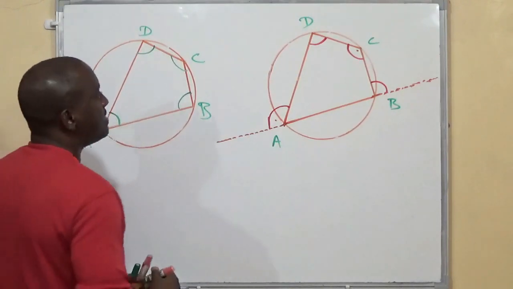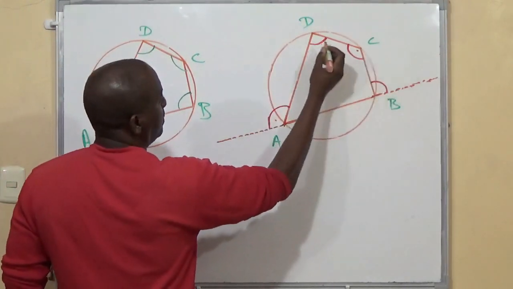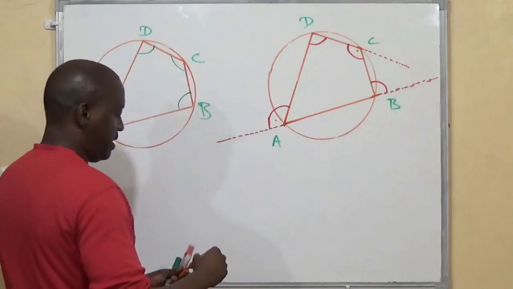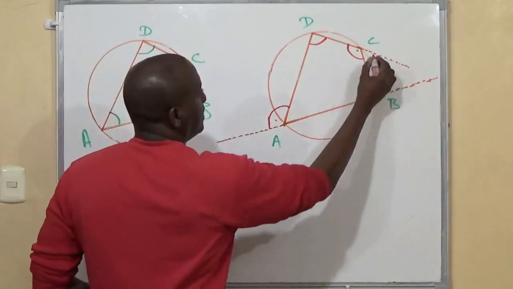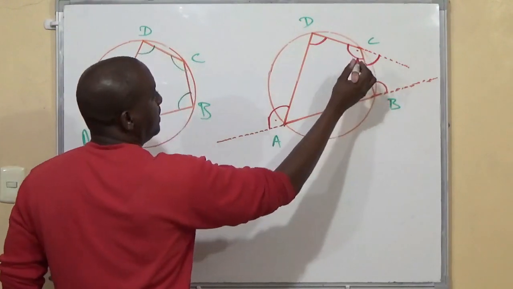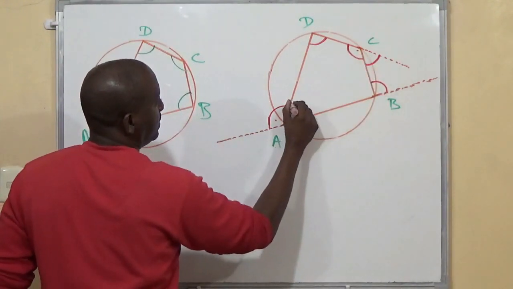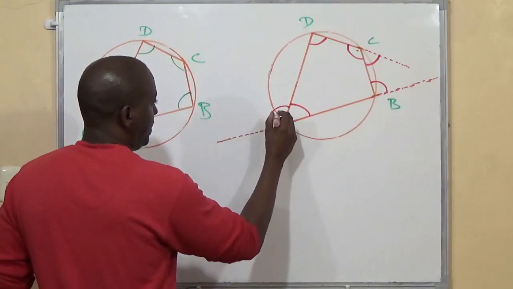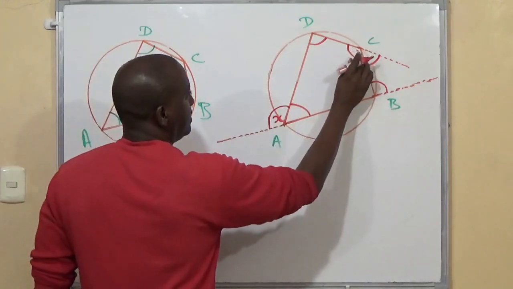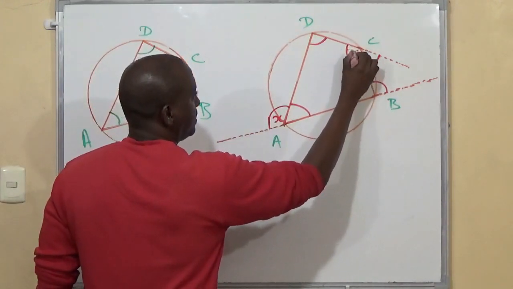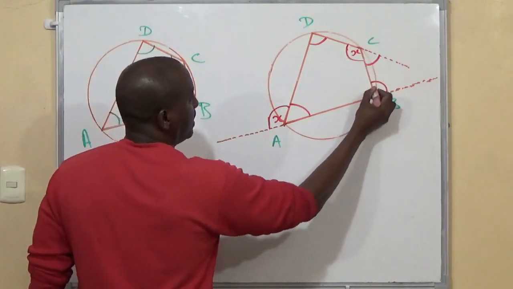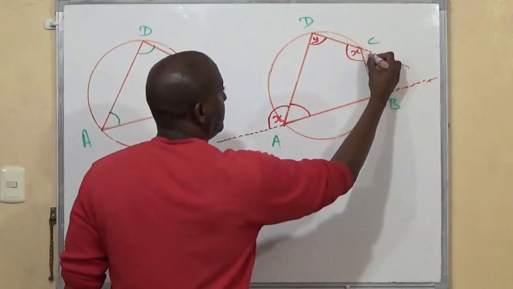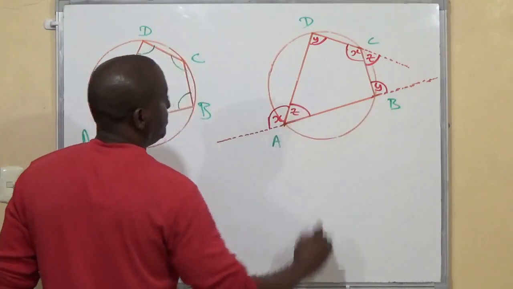And if we extend this line here, like this, then what the theorem is saying is that this opposite angle here is equal to the interior opposite angle, which would be this angle here. So let me use some lettering. Let me call this angle X. This also here will be angle X, right? Let me call this angle Y. This angle here would also be angle Y. Let me call this angle Z. Then this angle here would also be angle Z.